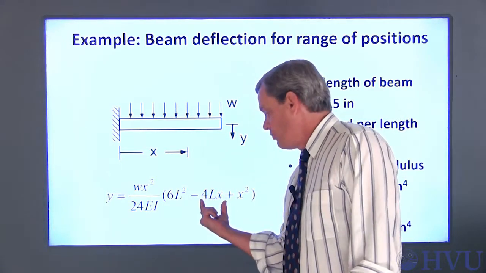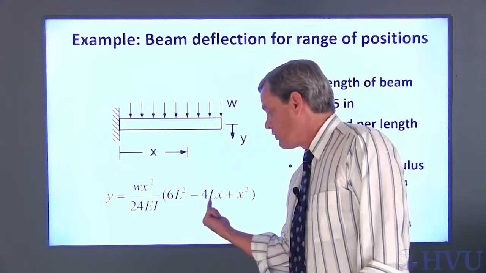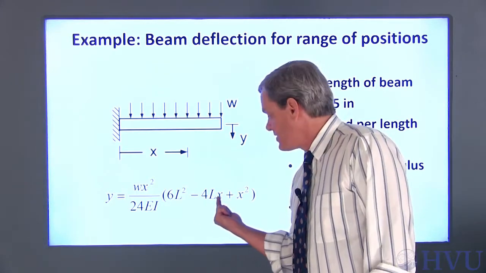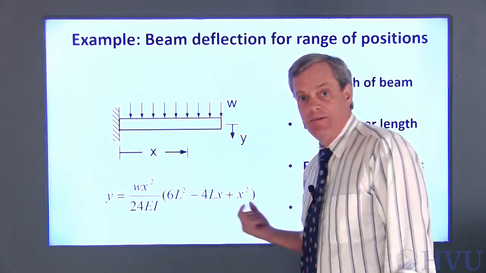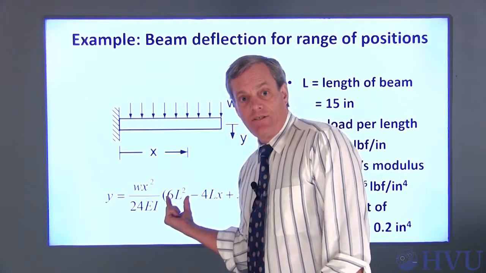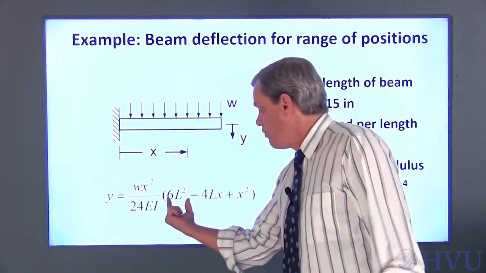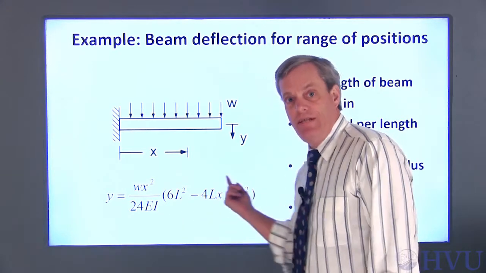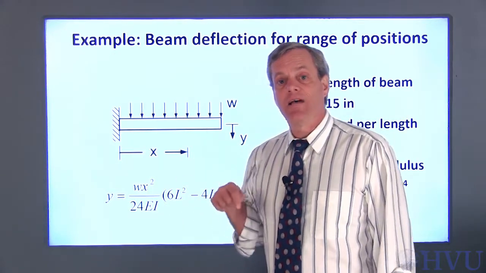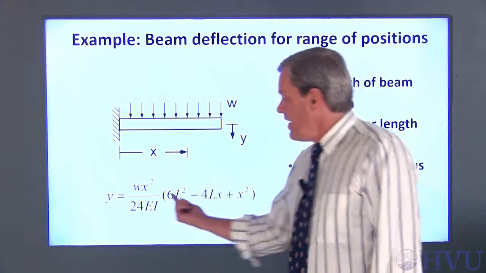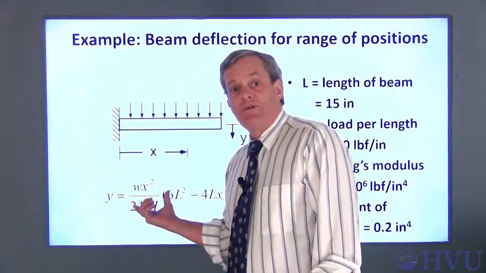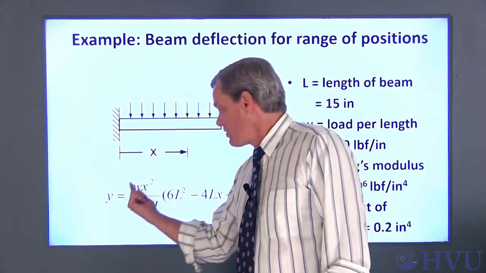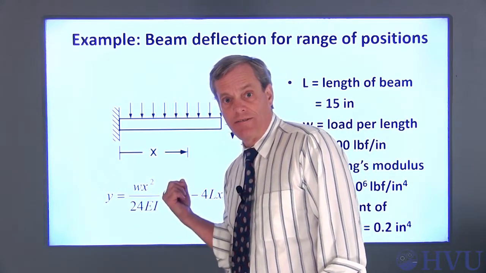In this term, we're multiplying a scalar, 4 times L, by an array, x. So this term is an array that's the same size as x. The term 6 times L squared is just a scalar. When we do these additions and subtractions, the term within the parentheses is an array that's the same size as the x array. This term is also a scalar times an array that's the same size as x, so this array will also be the same size as x.